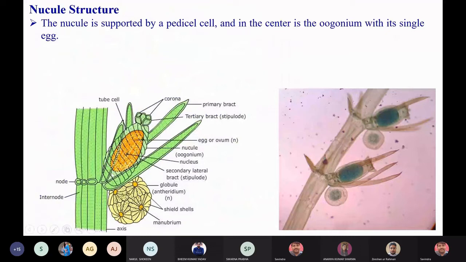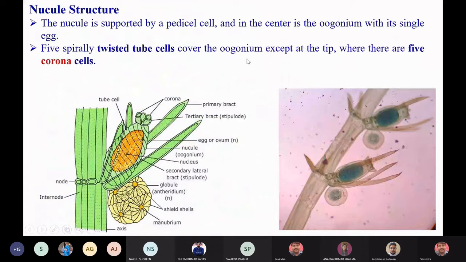I think this is the biggest egg cell of algae, or of the algae we have studied till now. And there are 5 spirally twisted tube cells over the oogonium, except at the tip where there are 5 corona cells. Corona देखो यहाँ पर भी आ गया. These 5 cells, twisted tube cells बोलते हैं इनको, cover this egg cell, and these cells are sterile in nature. Just take 5 threads like this, parallel to each other, and try to wrap anything with the help of those threads.